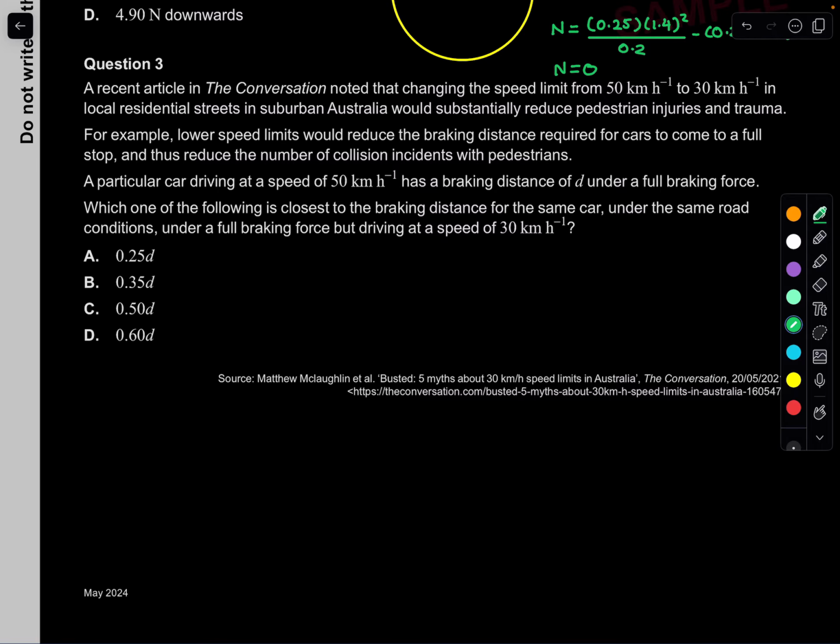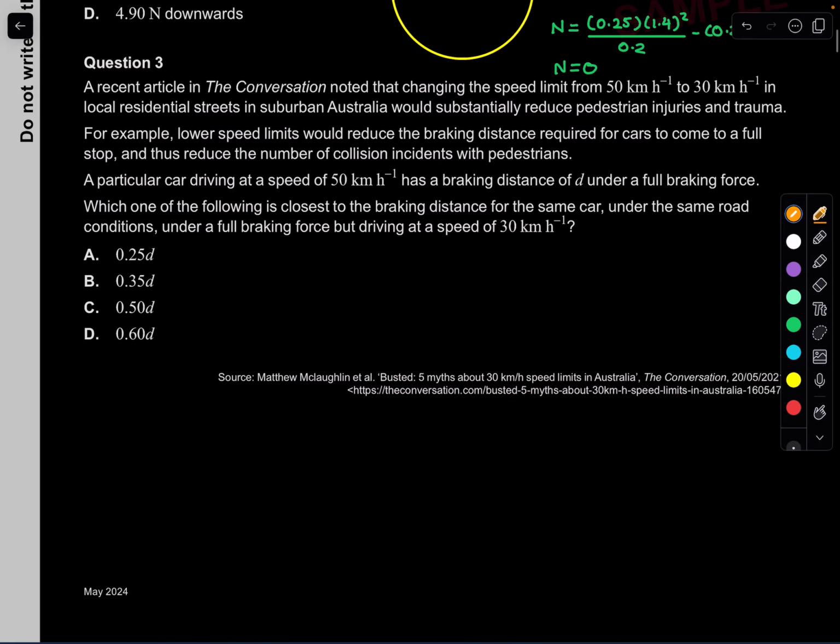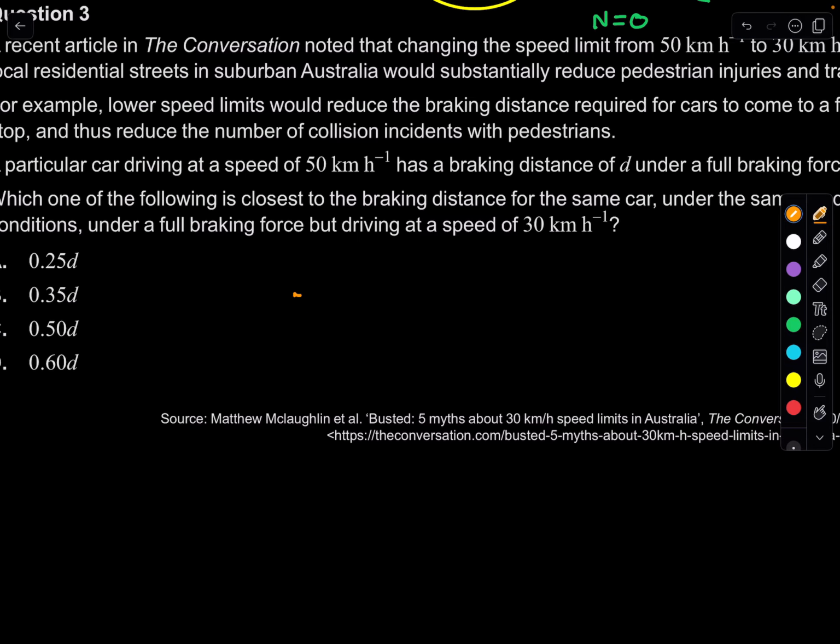Alright, so how would I do this? Okay, so let's basically draw a diagram and explain this. So what we have is, let's look at basically driving at 50 kilometers per hour. So say this is your distance, and this is where I'm going to draw a box as the car.